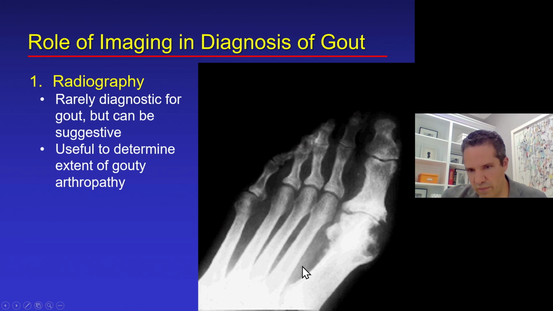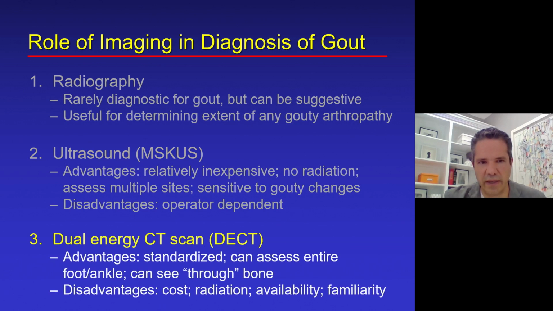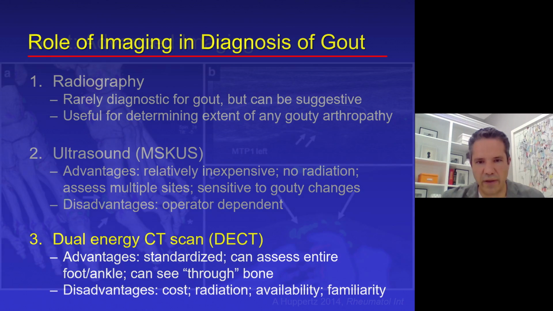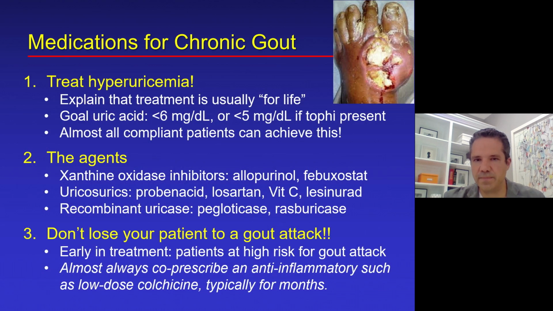X-rays will show these overhanging edges, often at the MTP joint, can be almost anywhere. Ultrasound and CT scan are newer modalities that are interesting. And here's a picture of like an ultrasound that has tophus. And this is a CT, dual energy CT scan, which can pick up tophus.